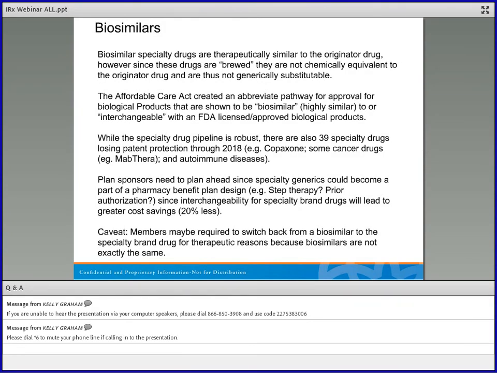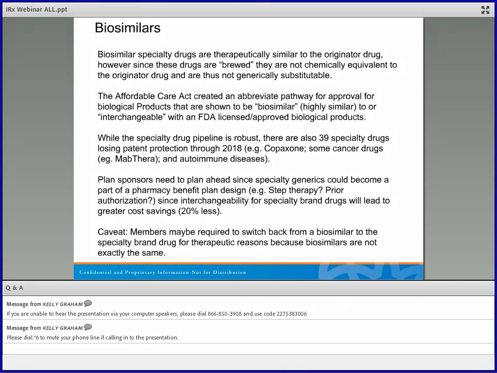By 2018, there are 39 specialty brand drugs that are losing patent protection. Copaxone was one that's coming out, Greg, next year, I think. I think it's already out. Already out. So that's sort of a biosimilar for treating MS.